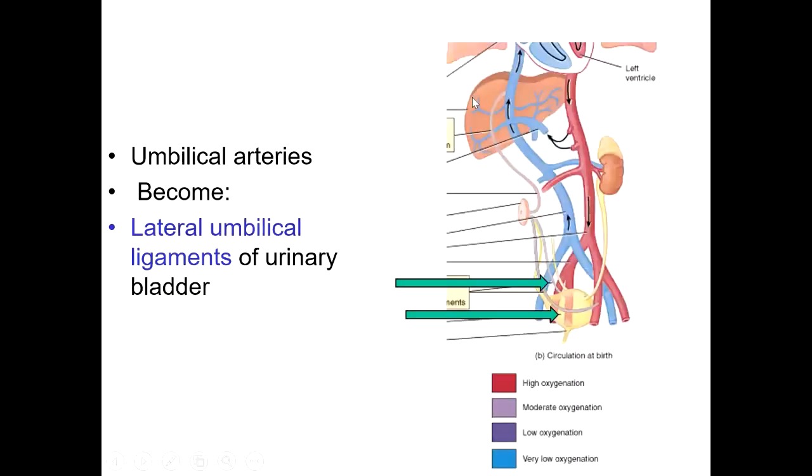And then umbilical. Here's just a picture showing you the umbilical arteries become the lateral umbilical ligaments of the urinary bladder, either side of the bladder there, and attached to the back of the umbilicus, where they used to go out to the placenta.